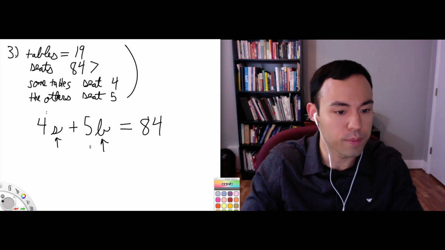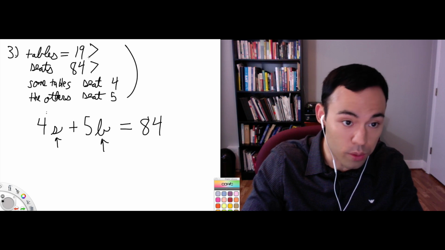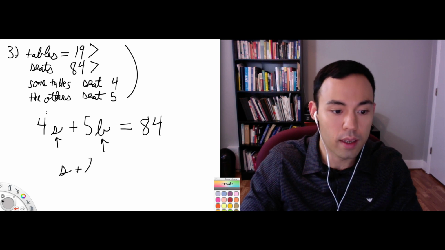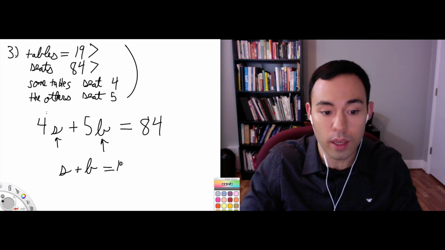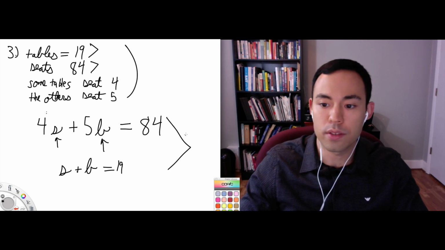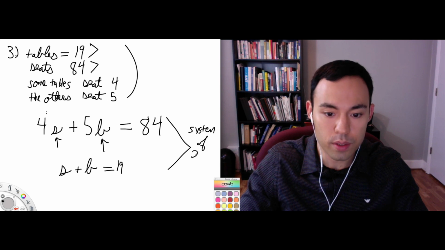Okay, so the next thing is that there are a total of 19 tables. That means if you took all the small tables and added them to all the big tables, you would have a total of 19. Well, we now have a system of two equations.